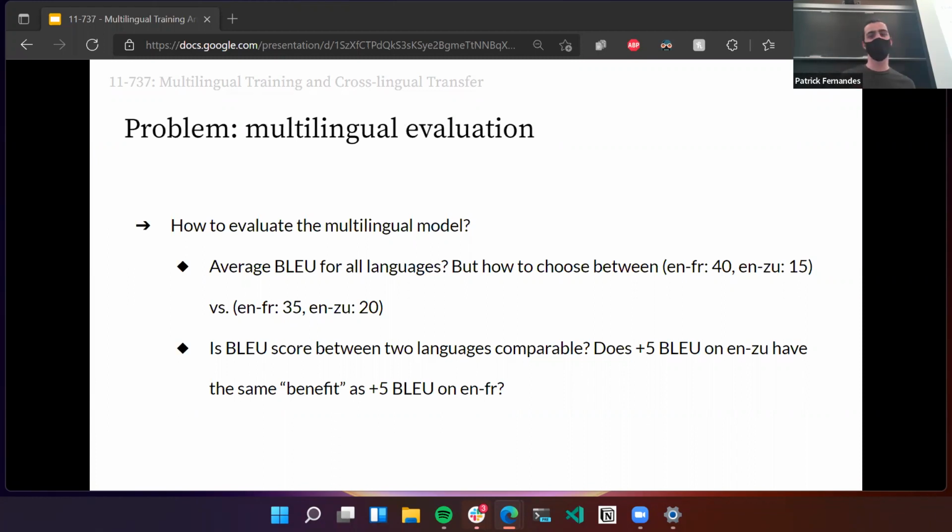And even if you don't have this problem, what does it mean for a language to have +5 BLEU compared to another language? Is it as beneficial to have +5 BLEU points on French versus Zulu, or is BLEU more representative of quality in one, so that smaller improvements represent more improvement in quality than in another language? And so it's not clear.